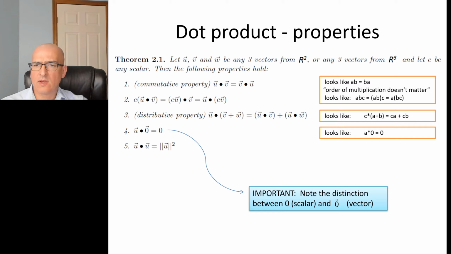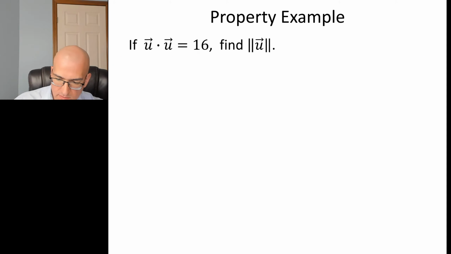Oh, I should have mentioned this. A good thing that little arrow is there to remind me. Notice that in the fourth property, we have the dot product of a vector with a vector, and the output is a number. So the dot product between the vector u and the zero vector is the zero number. Okay.